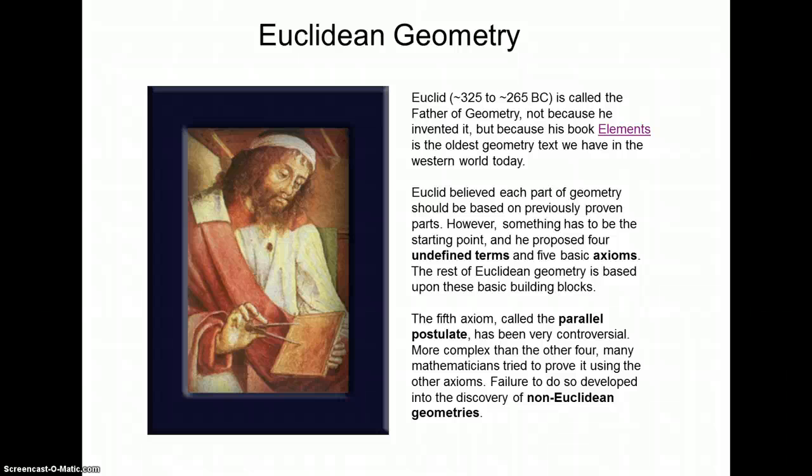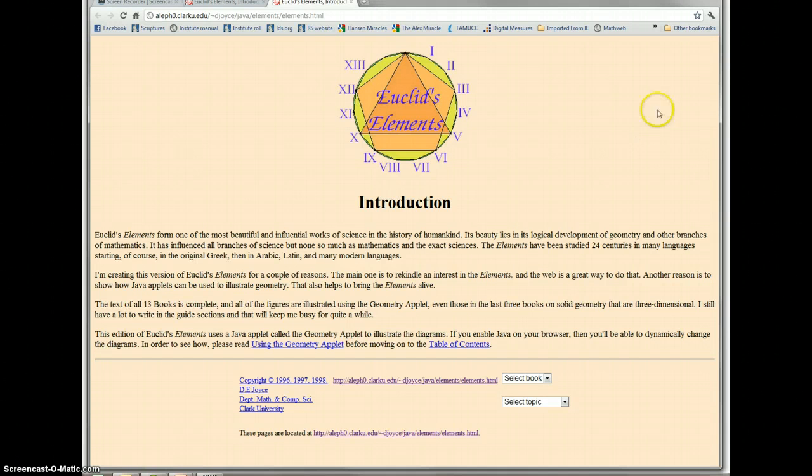Euclidean geometry. Euclid is often called the father of geometry, not because he invented it, but because his geometry textbook is the oldest one that we have in existence in the Western world today. You can see all 13 of his books online. They've been translated and put on the internet for free.